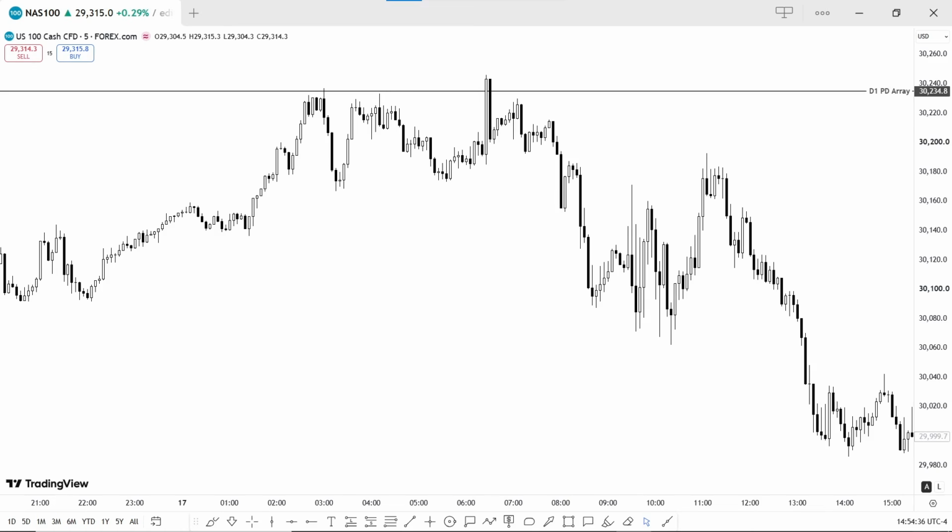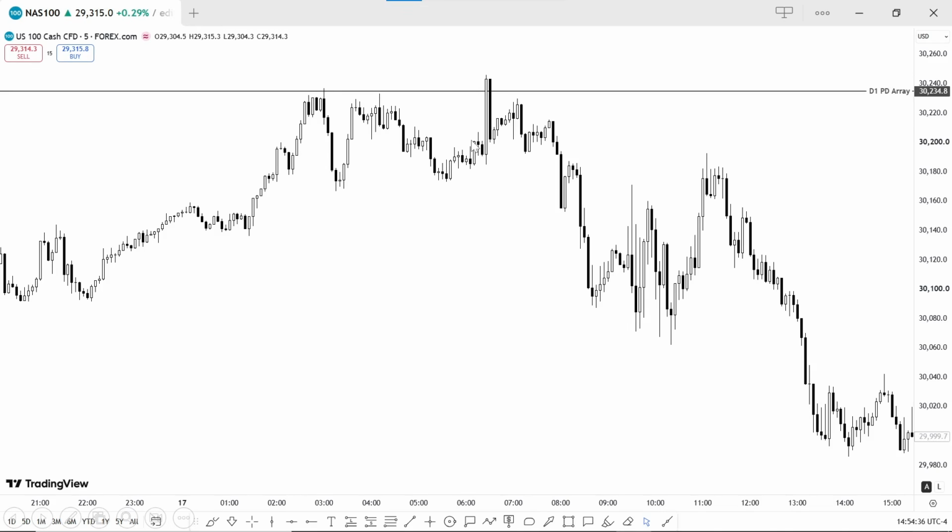So once you've done that and price trades into your PD array, it could be an order block from the higher time frame, it could be a fair value gap, any PD array that really works with you. But this is an order block which I marked from the daily time frame. So once price trades to your PD array, pay more attention to price. It traded into it the first time, rejected from it, and started consolidating.